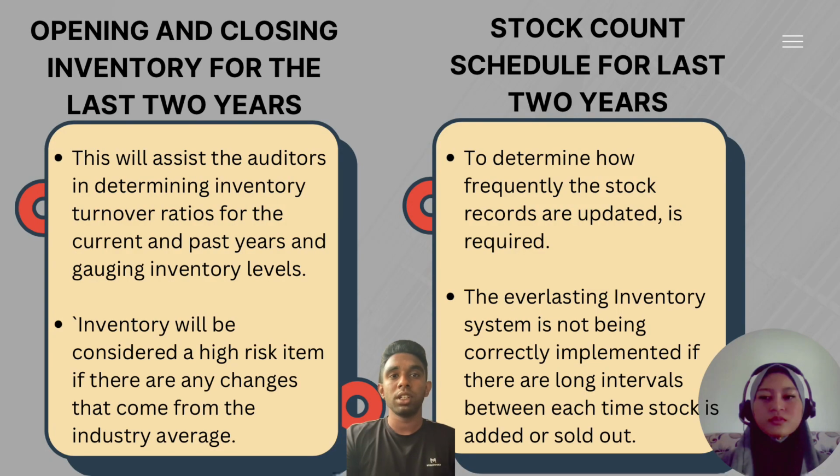The information needed in order to perform analytical procedures during the planning of the audit is, first, opening and closing inventories for the past 2 years. This will assist the owners in determining inventory turnover ratios for the current and past years and gauging inventory levels. Inventory will be considered a high risk item if there are any changes from the industry average. Second is the stock count schedule for the last 2 years. This is to determine how frequently the stock records are updated.